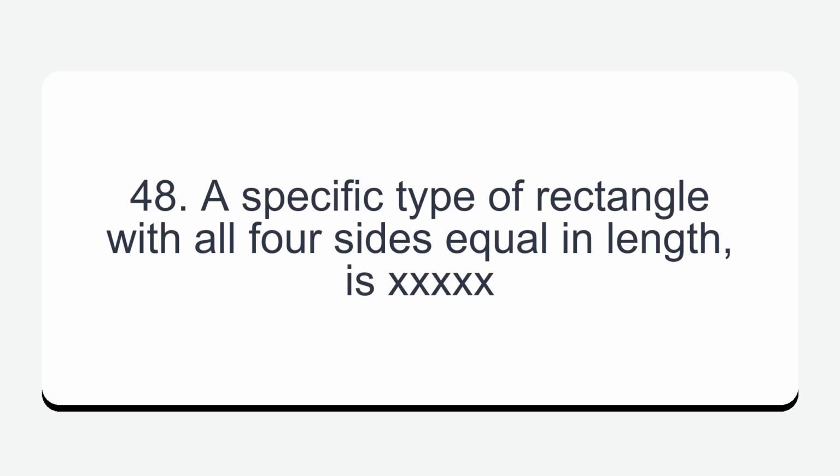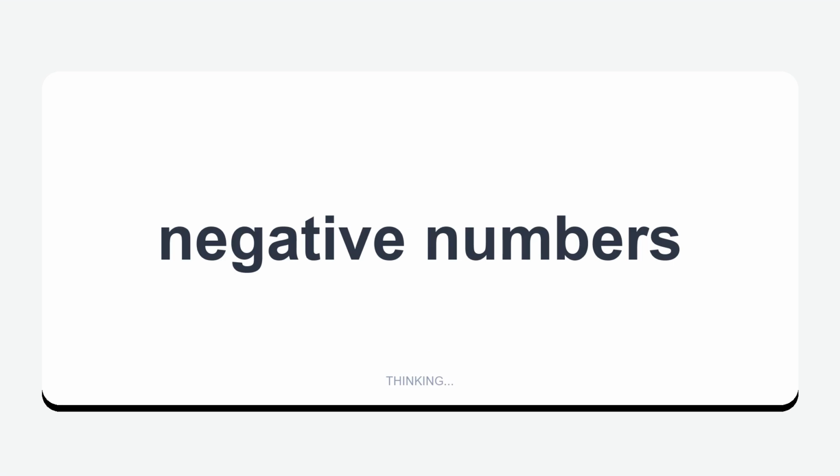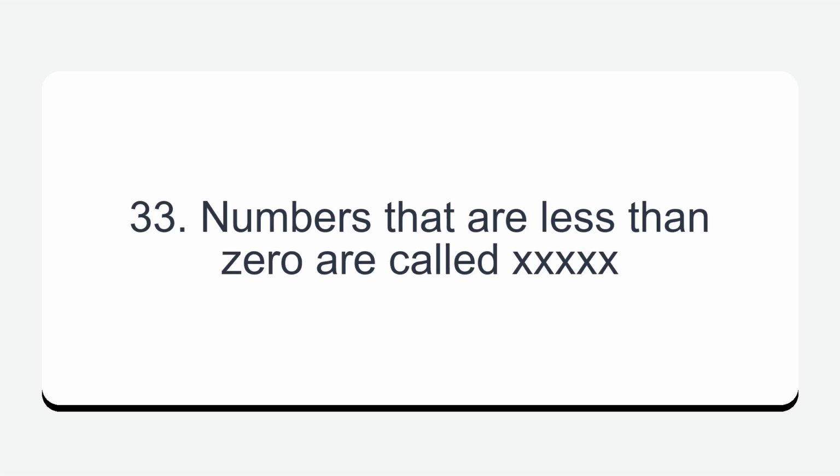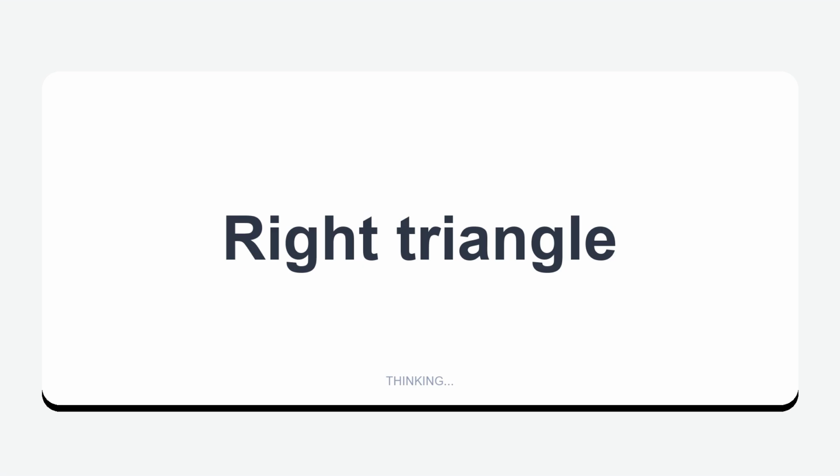48. A specific type of rectangle with all four sides equal in length is XXXXX. Negative numbers. 33. Numbers that are less than 0 are called XXXXX. Right triangle.